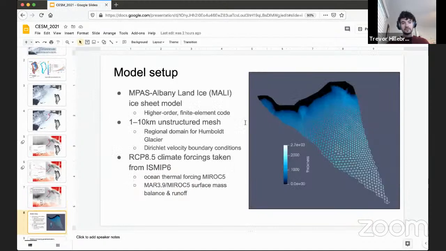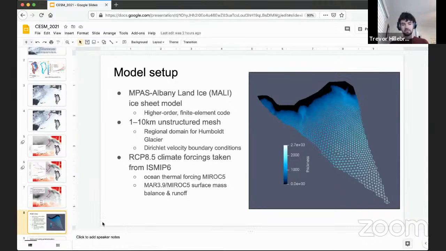And to do that, we're using the MPAS Albany land ice, or MALI ice sheet model, which is a higher order finite element code that uses an unstructured mesh. Here we're using 1 to 10 kilometer resolution, so 1 kilometer near the glacier front and in the first few tens of kilometers behind it, and 10 kilometers resolution towards the interior, towards the regional domain.